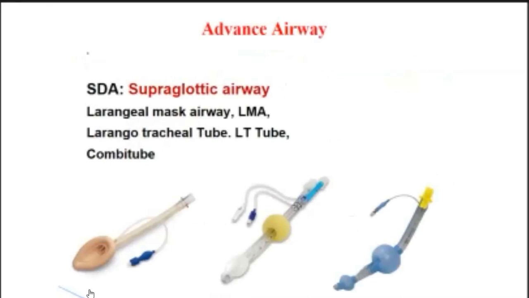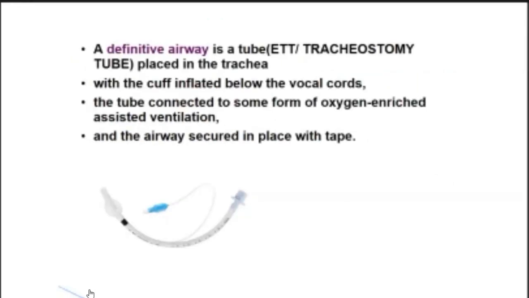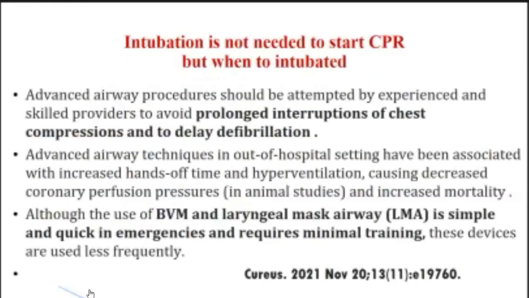So this is the advanced airway. All paramedic nurses should know how to use this device because it doesn't need a laryngoscope and skill. Even a ward boy can put this. So definitive airway is endotracheal intubation, when you are putting a cuffed endotracheal tube below the vocal cord. Intubation is not needed to start CPR, not needed to maintain CPR. Only when the patient has a chance of revival and the ACLS team has come and taken over, then only intubation after 20 minutes is indicated. Many care of literature.